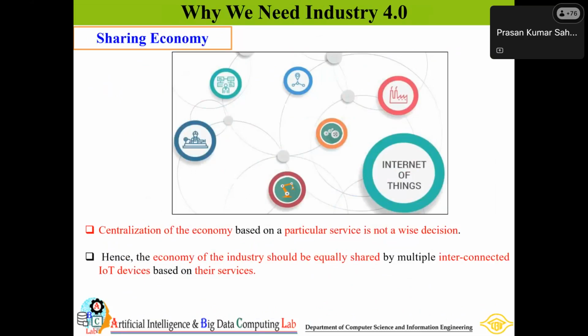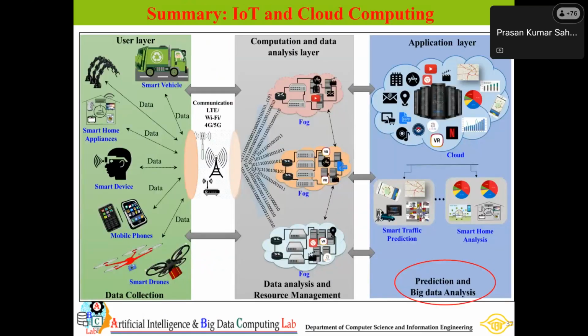So why do we need industry 4.0? Of course, that is the sharing economy. Centralization of the economy based on a particular service is not a wise decision. That's why the economy of the industry should be equally shared by multiple interconnected IoT devices based on their services. So we can optimize the services and save money. So the cyber physical system, of course, we can use in the healthcare system as well as industry, which we can say is industry 4.0. So now I'm coming to the data.